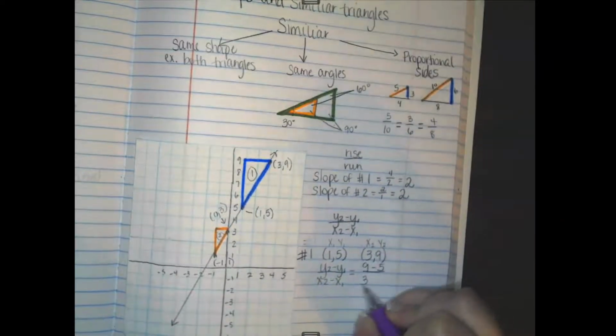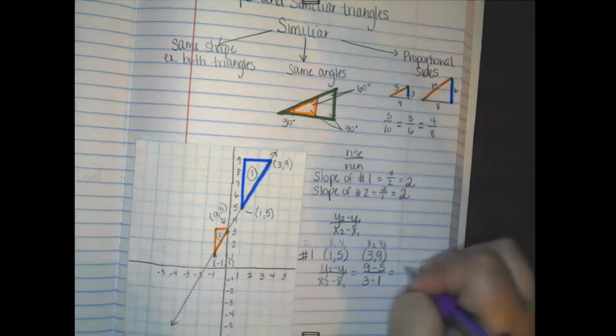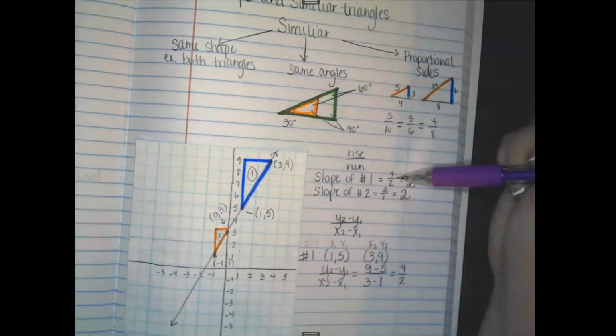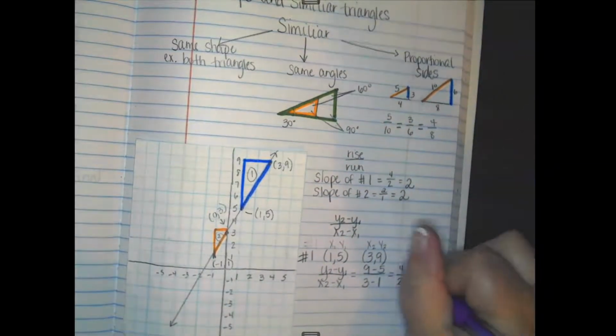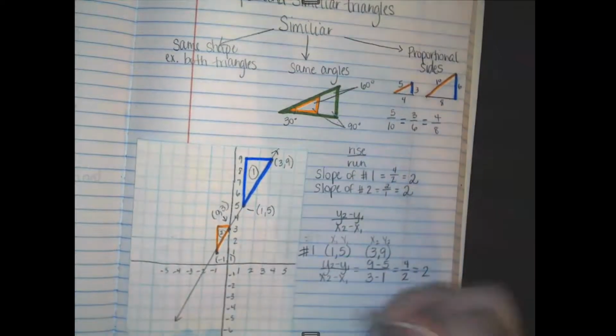x2 is 3. x1 is 1. And we get 4 over 2, which, if you notice, matches my rise and run. And we get a slope of 2. We're piecing it all together, and we're looking at how it all connects together. I hope you see that.